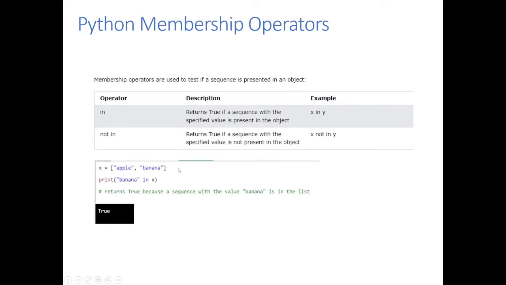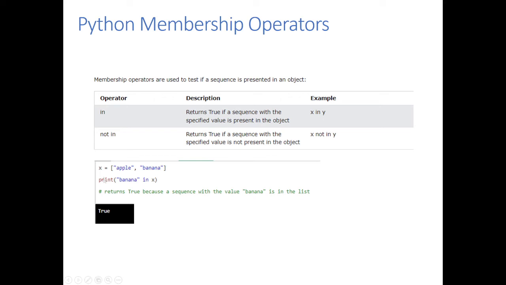So Python membership operators. Membership operators are used to test if a sequence is present in an object. So in returns true if a sequence with the specified value is present in the object. So x in y, we are going to test if x is inside y. Not in returns true if a sequence with the specified value is not present in the object. So x not in y.